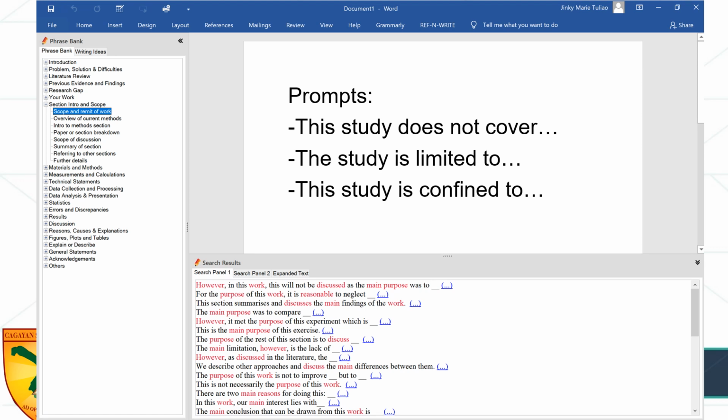So again, these are prompts under the limitations of the study. This study does not cover blah, blah, blah. The study is limited to. This study is confined to, but you need to state also why, after stating why you only chose that parameter.